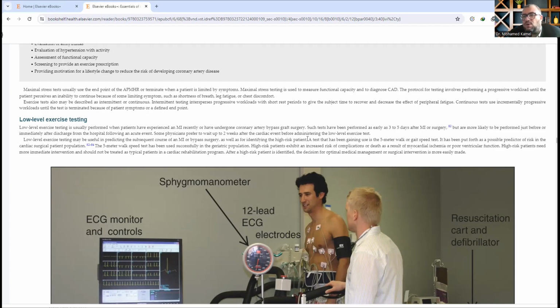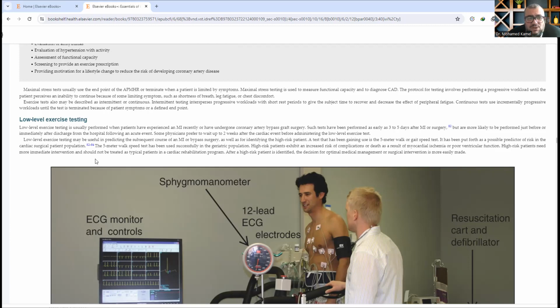So post-operative or post-myocardial infarction, this low-level exercise testing will be done just shortly, 3 to 5 days after the event, but is more likely to be performed just before or immediately after discharge from the hospital following an acute event. Some physicians prefer to wait up to 2 weeks after the cardiac event before administering the low-level exercise testing. So it is variable. Some people do this testing 3 to 5 days post myocardial infarction or surgery, some do it when the patient is about to leave the hospital after acute care, and some physicians like to postpone it until 2 weeks have passed after the event or the surgery.